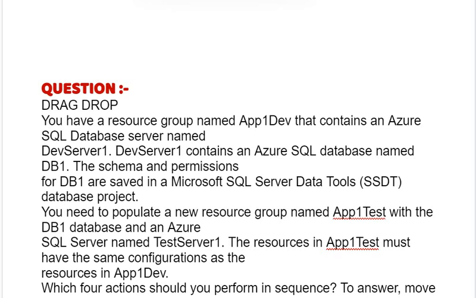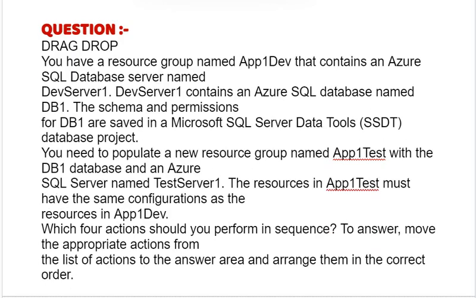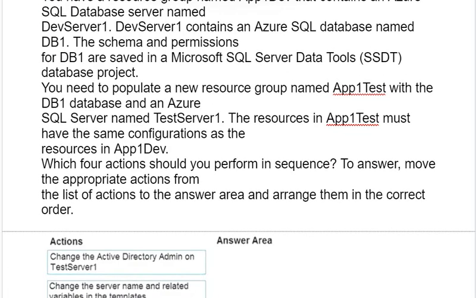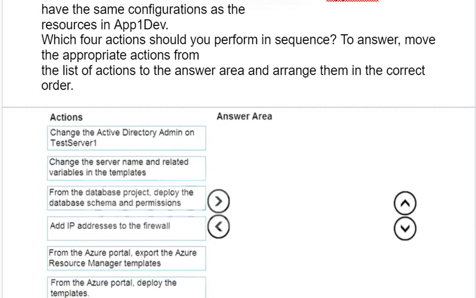You need to populate a new resource group named App1Test with the DB1 database and an Azure SQL Server named TestServer1. The resources in App1Test must have the same configuration as the resources in App1Dev. Which four actions should you perform in sequence? To answer, move the appropriate actions from the list of actions to the answer area and arrange them in the correct order. Now see this section.